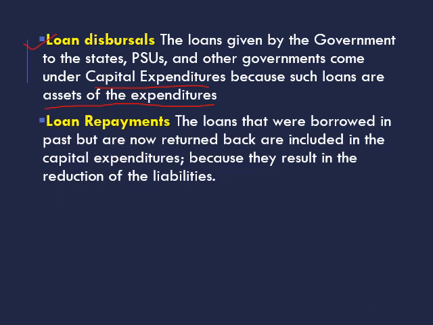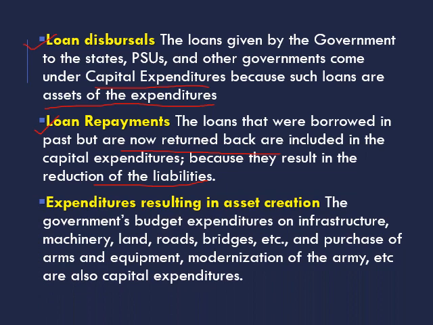Second, loan repayment. The loans that were borrowed in the past but are now being returned back. You have borrowed from foreign economies and international institutions, and now you are repaying. And that will reduce the liability. Repayment of loans will reduce the liability for the nation, and is considered to be capital expenditure.